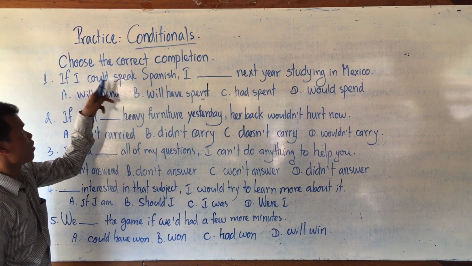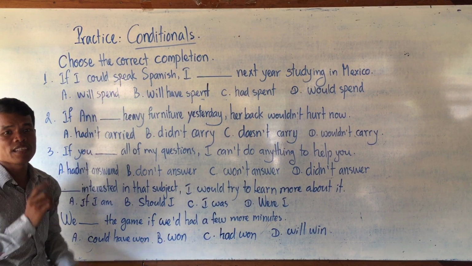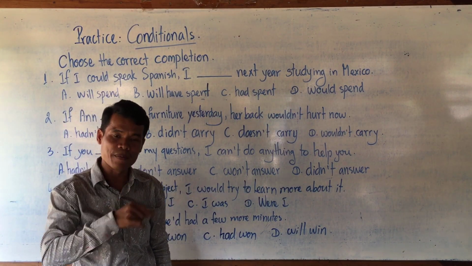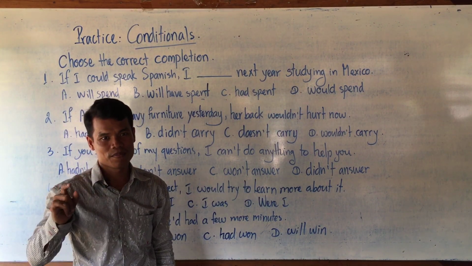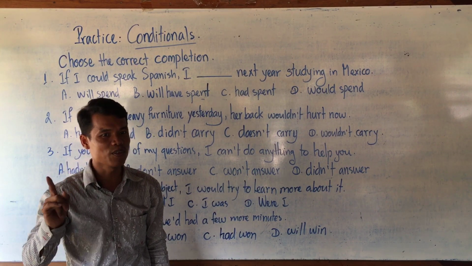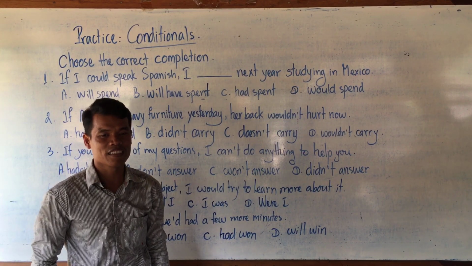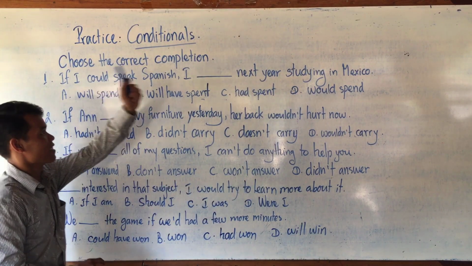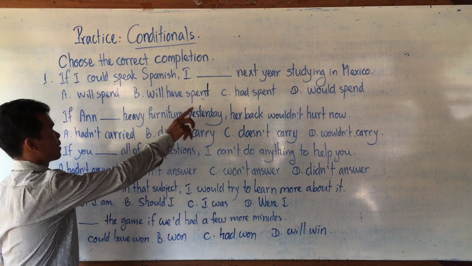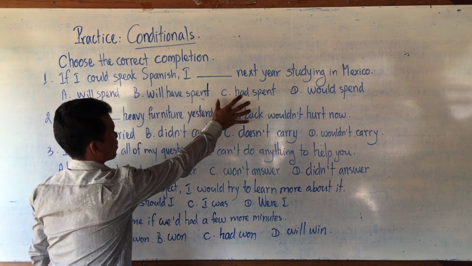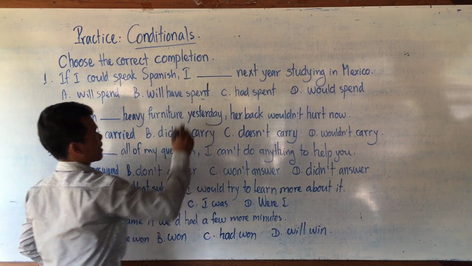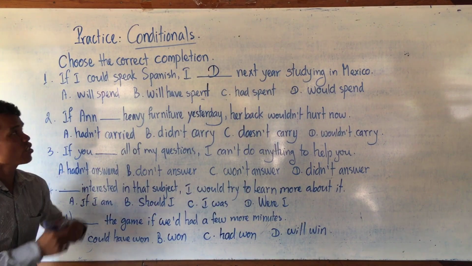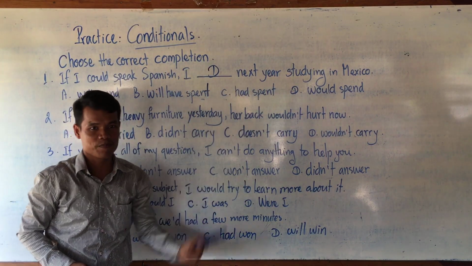Well, the verb in the subclause is could, from can. So could is the past form. Then you remember the form of one of the conditionals: if plus subject plus verb past, subject, would, base form. What conditional is it? It is second conditional. So verb past and then would. So which one? Not will, not had, but would. So the answer is letter D, would spend. It is second conditional: verb past, would plus base form.